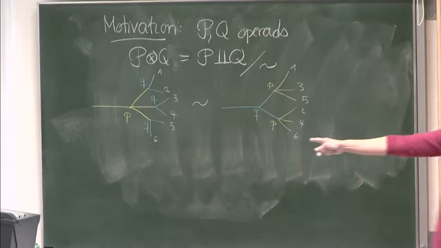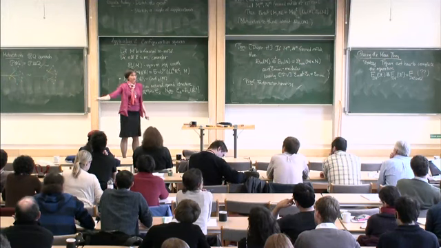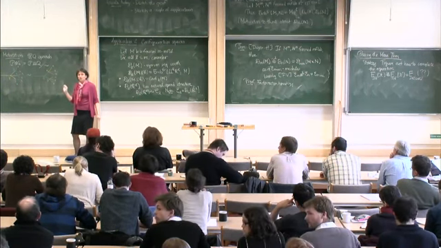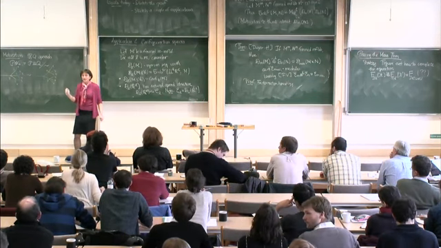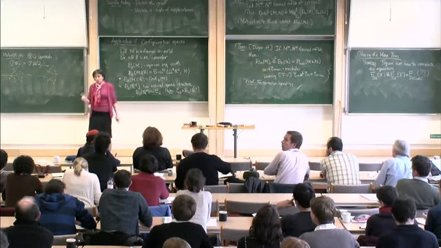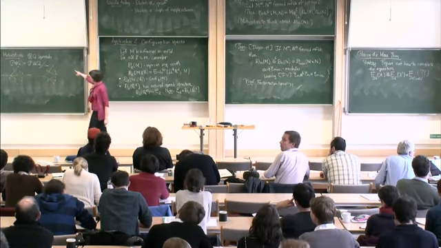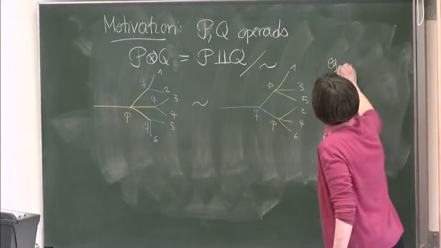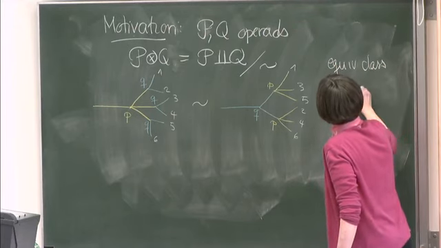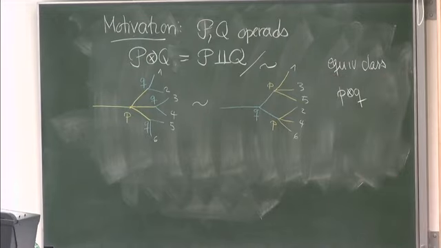And the equivalence class of this thing we call little p tensor little q. But is this commutativity in the sense of algebraic theories? In the sense of what, sorry? In the sense of algebraic theories? Yeah, I guess so. I'm not sure. But the equivalence classes of these I'm going to call P tensor Q.